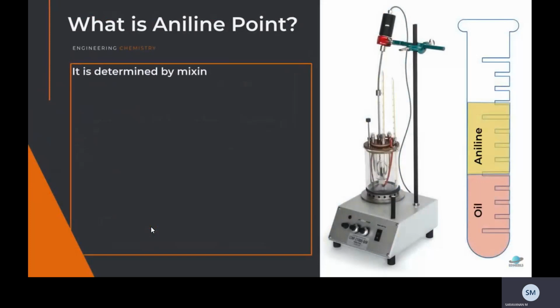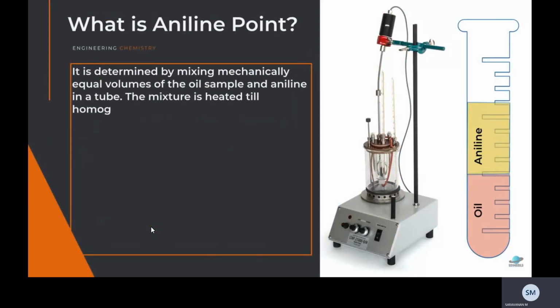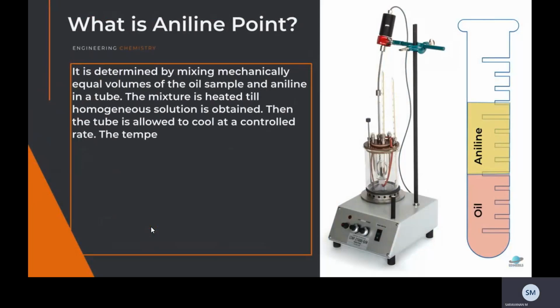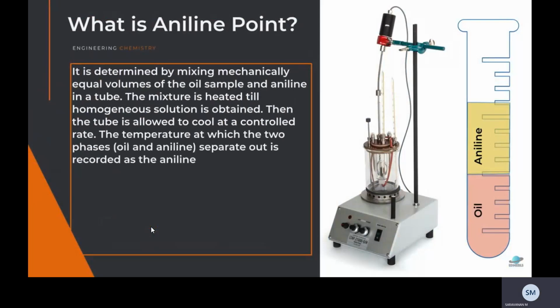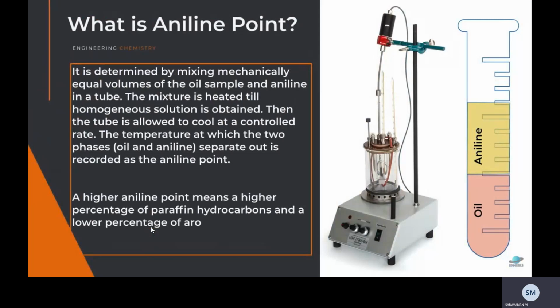It is determined by mixing mechanically equal volumes of oil sample and aniline in a test tube. The mixture is heated till a homogeneous solution is obtained. Then the tube is allowed to cool at a controlled rate. The temperature at which the two phases of oil and aniline separate out is recorded as the aniline point. A higher aniline point means a higher percentage of paraffin hydrocarbons and a lower percentage of aromatic hydrocarbons. Thus, a good lubricant should have a low aniline point.